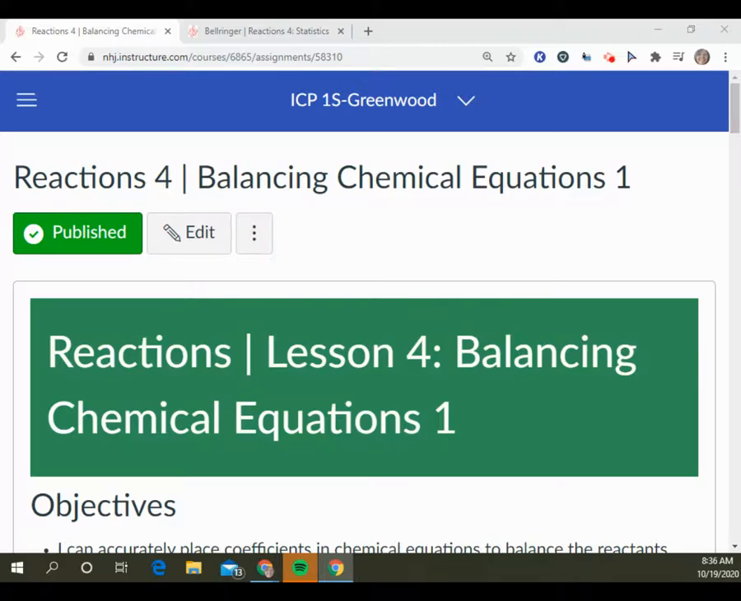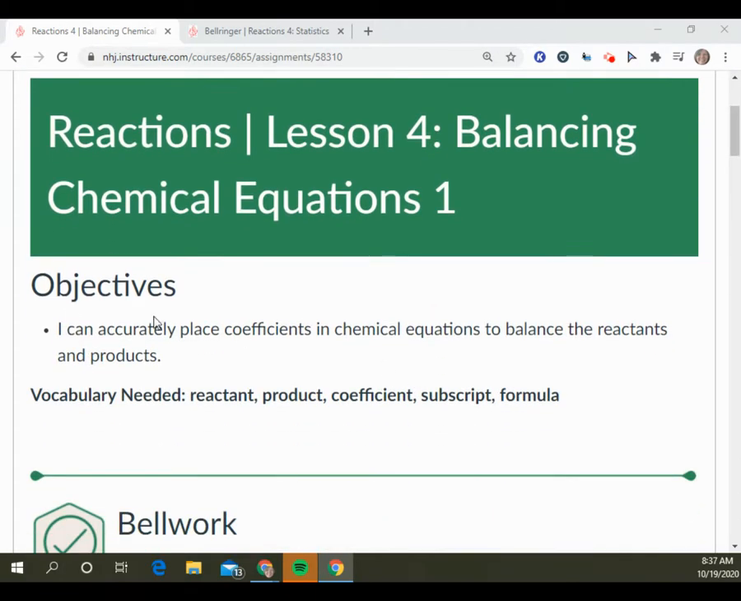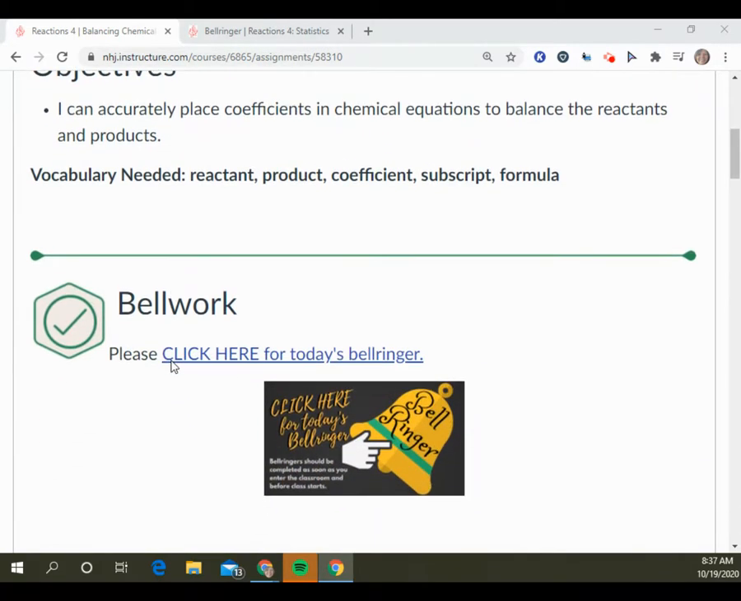Okay, so today this is reactions for balancing chemical equations. Last time we talked about the kitchen example. Some of you did really well with it. Some of you kind of struggled. So we're going to go through it today. You're going to talk about accurately placing coefficients in chemical equations to balance the reactants and products. Some of you are looking at that thinking, I still don't know what that means. That's okay. We're going to work through it.